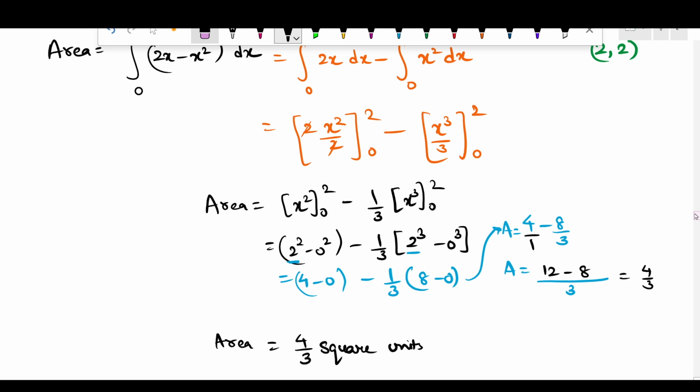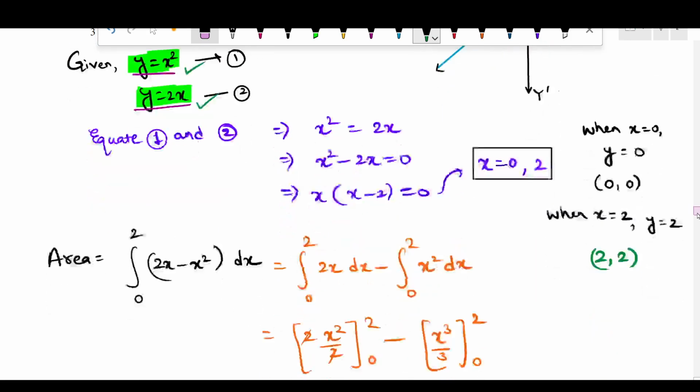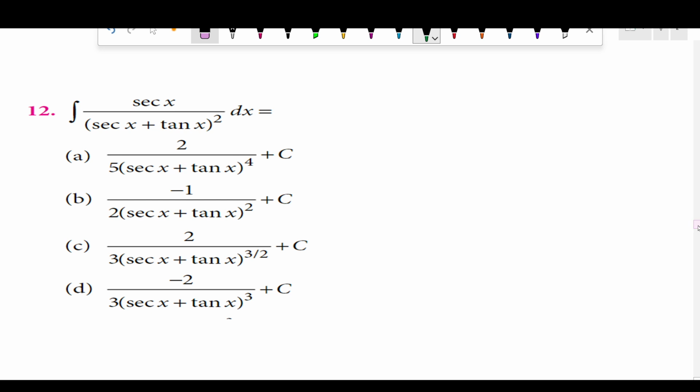Let's check for the options. This is option number B. I hope this is clear to everyone. If you have any doubt, you may contact me through email provided in the description box.